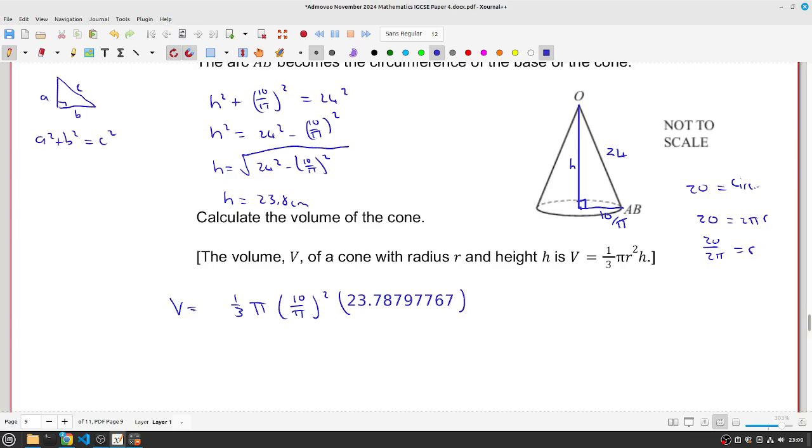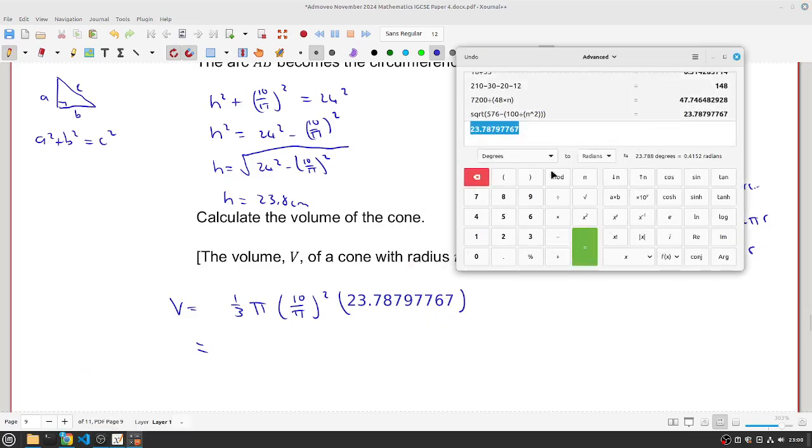Okay, that's the volume. Let's use that in our calculator again. So we have 1/3 times pi times radius squared, and then times that. Third pi, no, not pi squared, pi times radius squared, sorry.